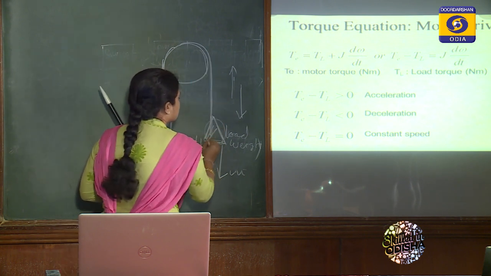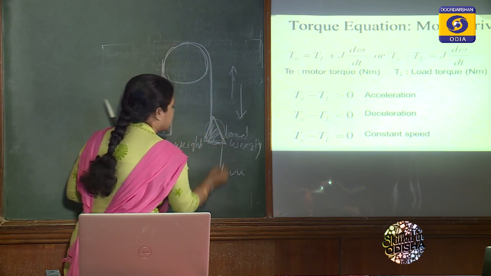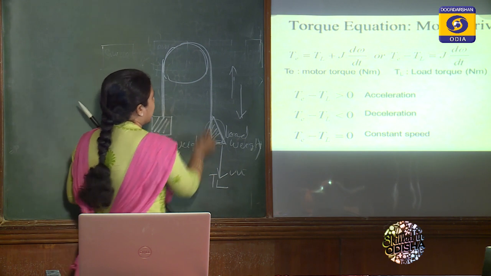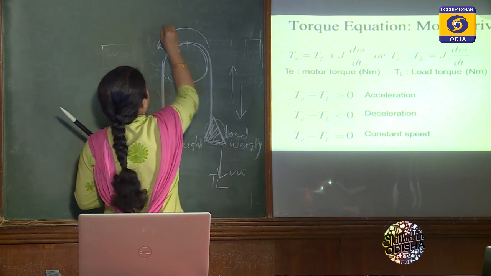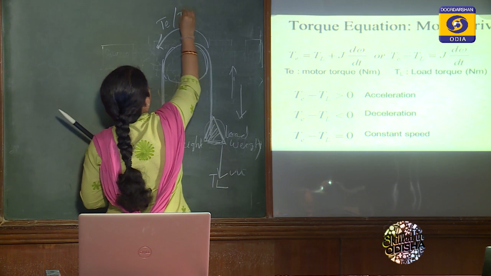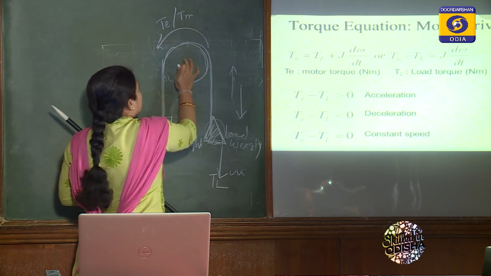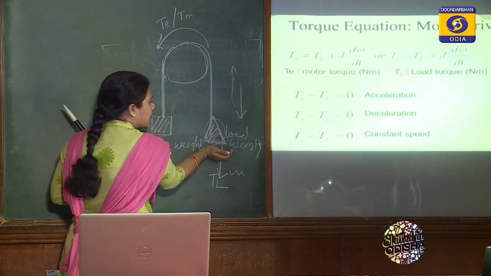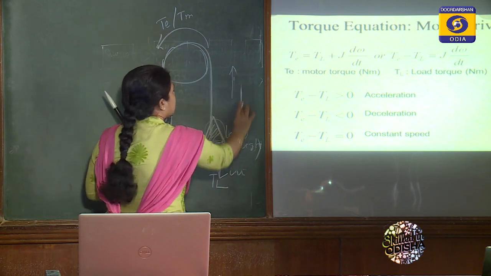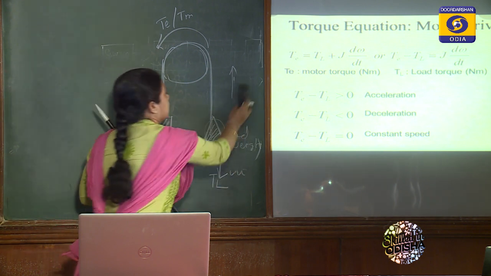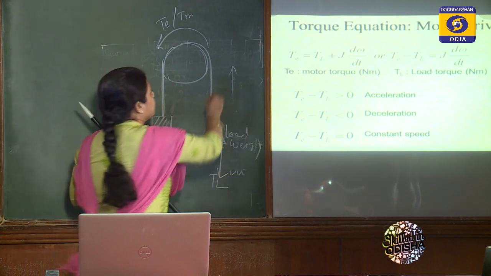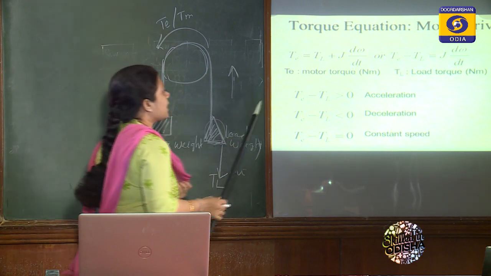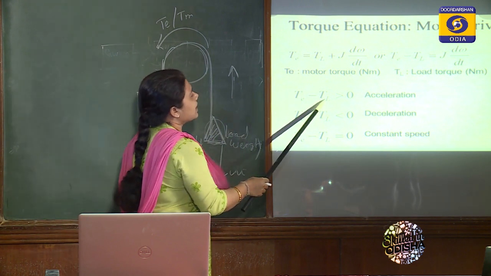Suppose this one is a weight, so the weight is present here. So this will be the direction of the load torque. In that case, if our motor torque, that may be TE or TM, is more than this torque, it will help this weight to move upward. Now the weight will move upward. This side weight will move upward. That means this is known as acceleration. So in that case, this is more than our TL.